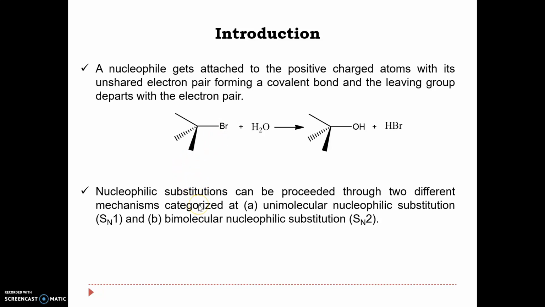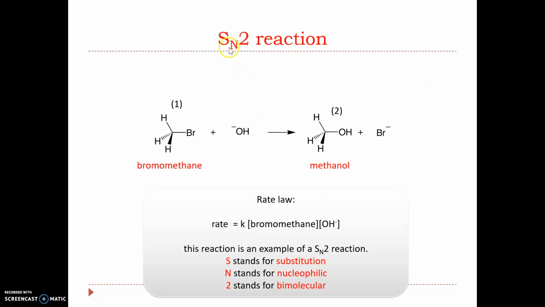There are two types of nucleophilic substitution reaction. One is unimolecular nucleophilic substitution reaction and another one is bimolecular nucleophilic substitution. And again, they can proceed through two different mechanisms. One is SN1 mechanism and another one is SN2 mechanism. Now, SN2 reaction: here S stands for substitution, N denotes nucleophilic, and 2 denotes bimolecular reaction. This means that this SN2 reaction possesses two reactant molecules in the rate determining step.